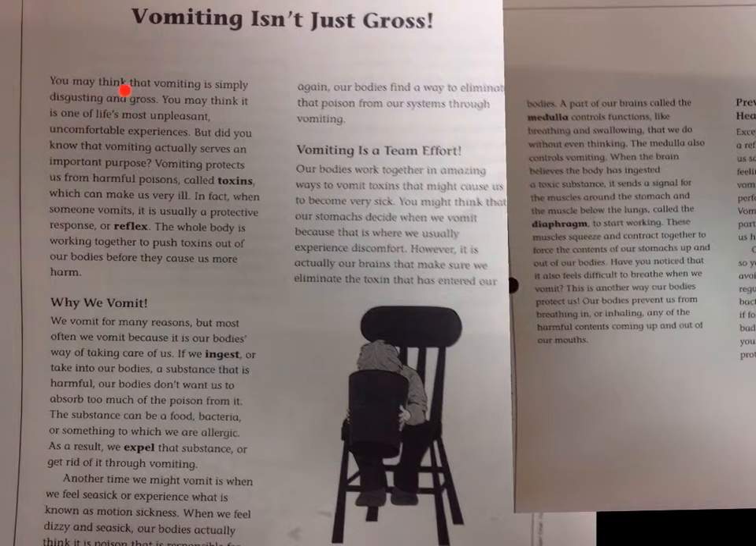You may think that vomiting is simply disgusting and gross. You may think it is one of life's most unpleasant, uncomfortable experiences. But did you know that vomiting actually serves an important purpose? Vomiting protects us from harmful poisons called toxins, which can make us very ill. In fact, when someone vomits, it is usually a protective response or reflex. The whole body is working together to push toxins out of our bodies before they cause us more harm.